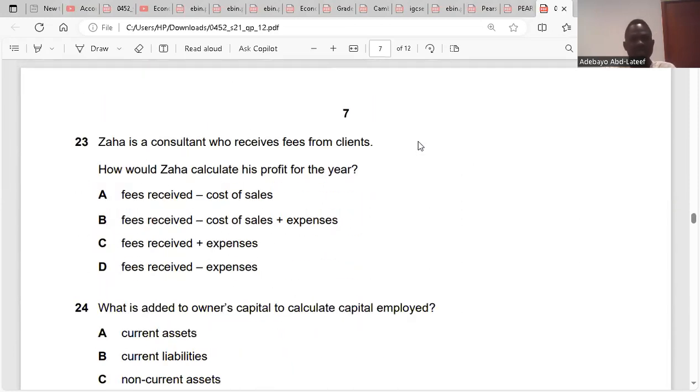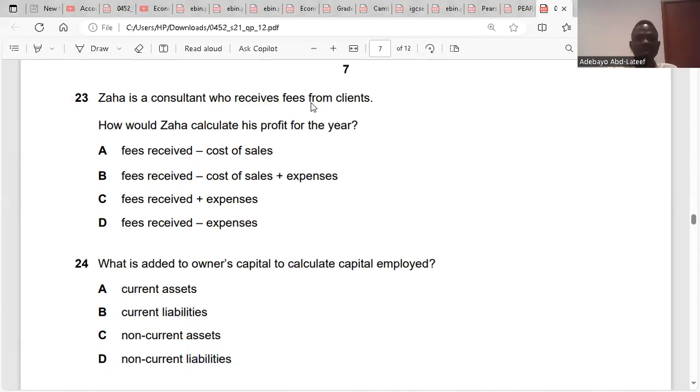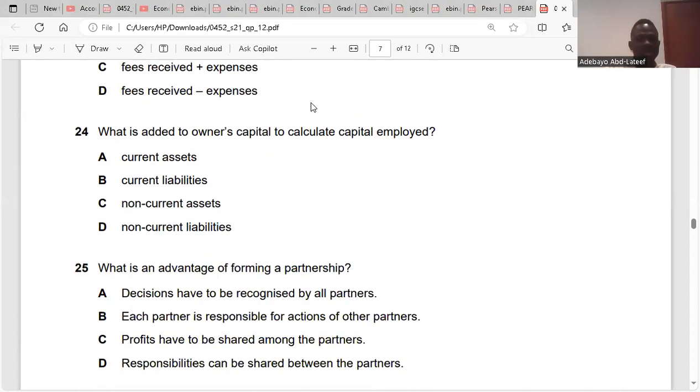Question 23. Zaha is a consultant who receives fees from clients. How would Zaha calculate his profit for the year? It is fees received minus expenses. Do you get that? Profit will be fees received minus expenses. So that's D.